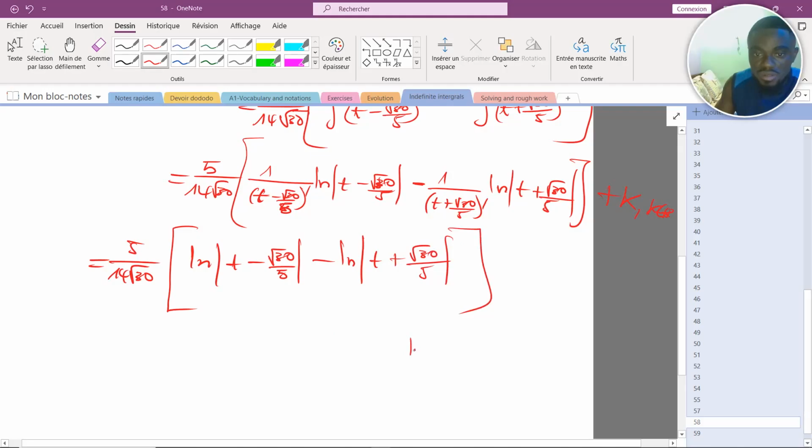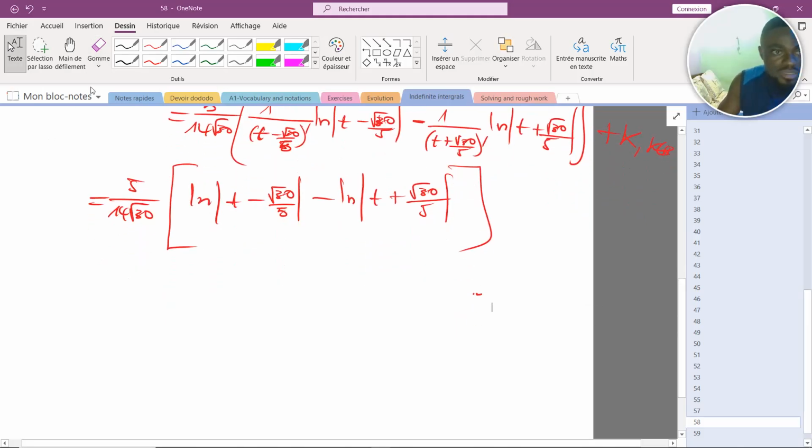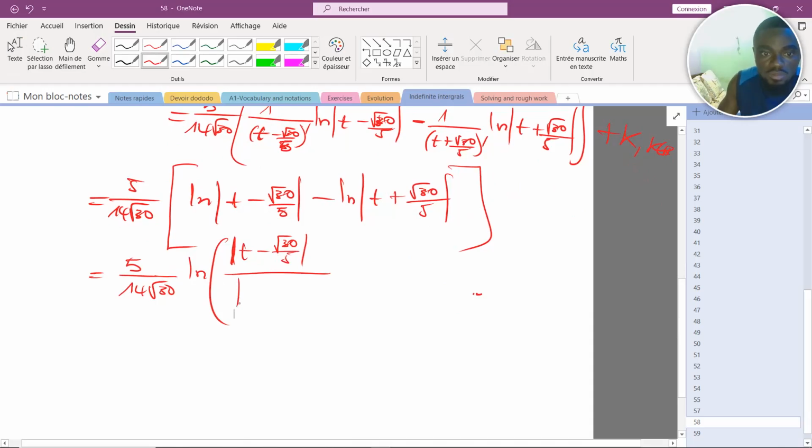You simply have ln of a minus ln of b, which is equal to what? According to the laws of logarithms, ln of a on b. So I'll simplify this again, as this will become 5 on 14 root 30. I'll apply it here. So this will become ln of the absolute value of t minus root 30 on 5, all over the absolute value of t plus root 30 on 5. You get what I'm saying?